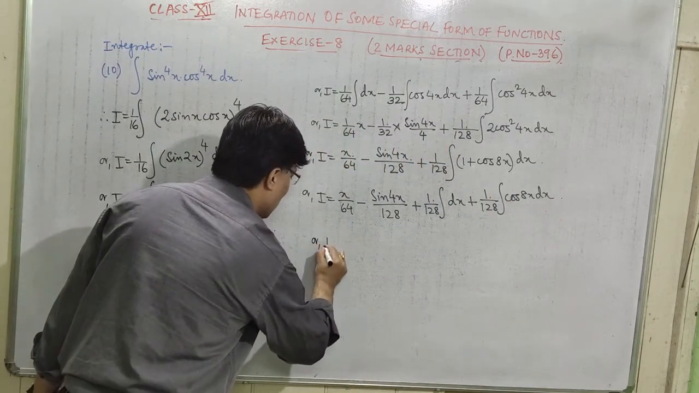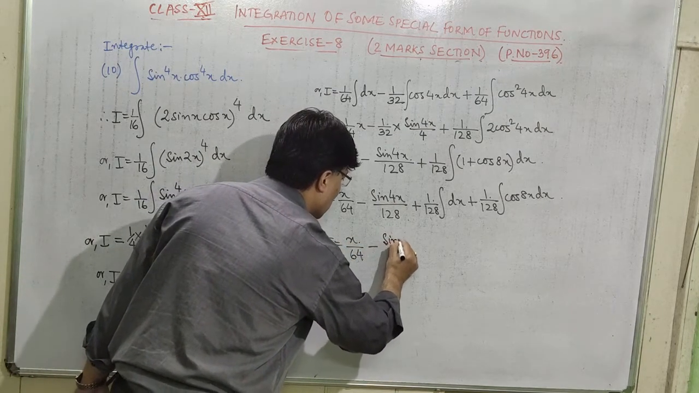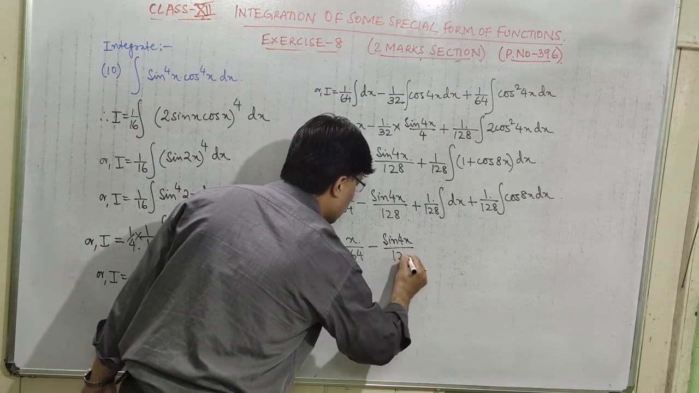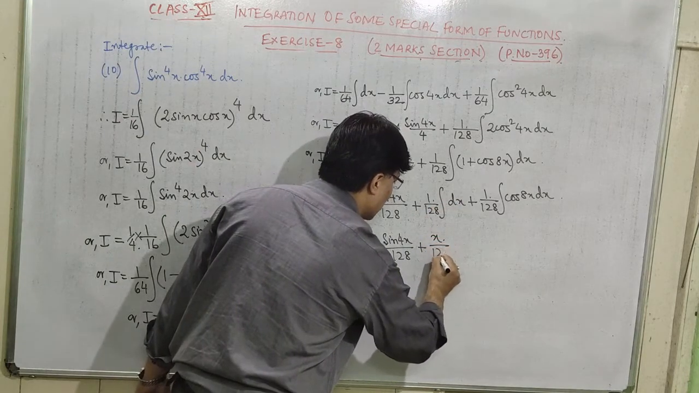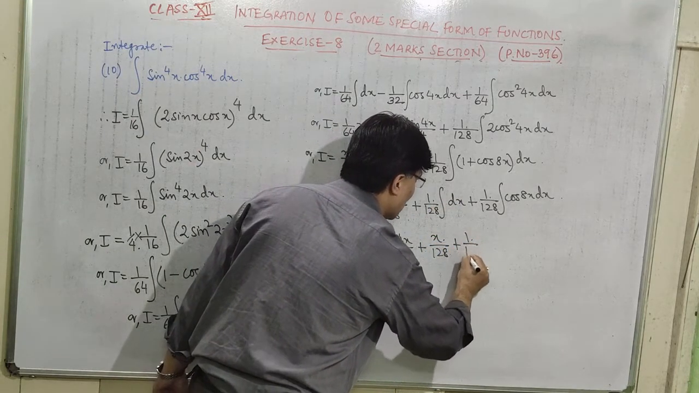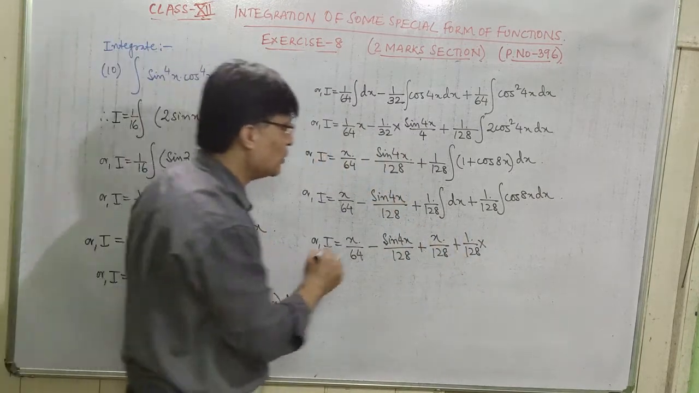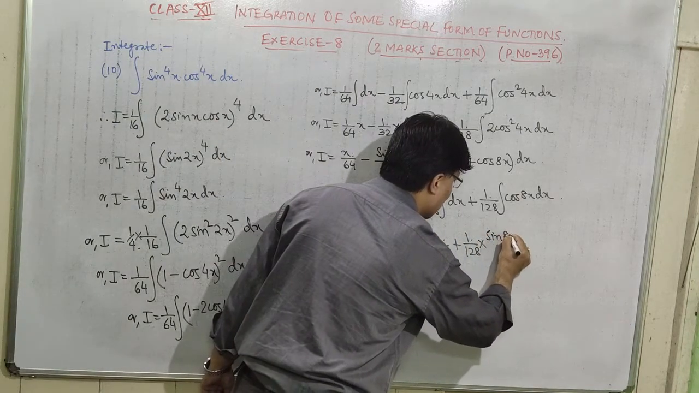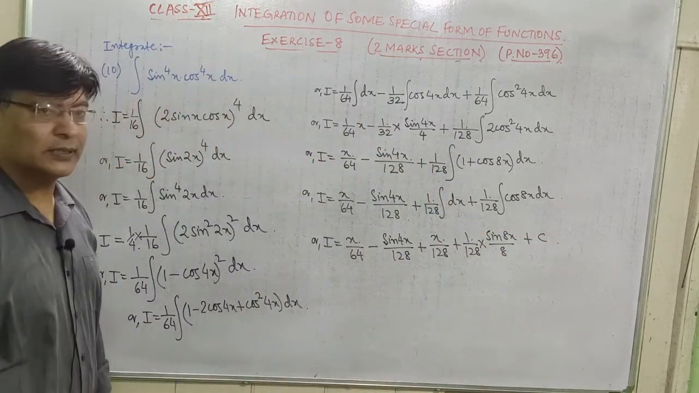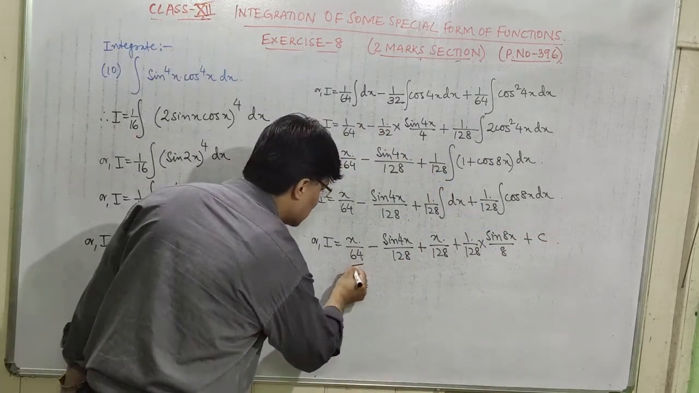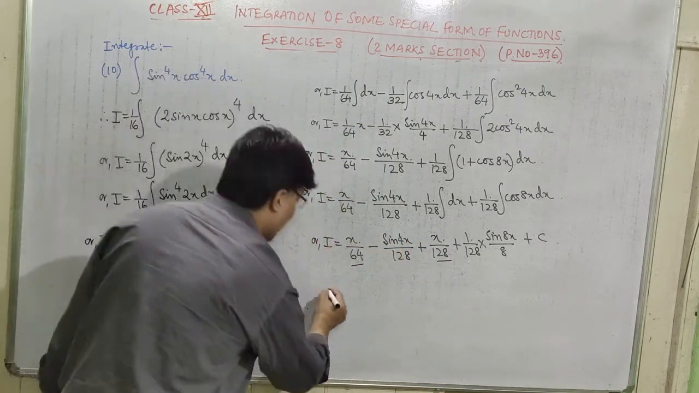Next, or I is equal to x by 64 minus sine 4x by 128 plus, what is integral dx? X divided by 128 plus 1 by 128 into, what is integration of cos 8x? It will be sine 8x divided by 8 plus c. Is that clear? Now in this case, you can simplify these two similar terms. Both the terms contain x, these are similar terms, you can simplify it.